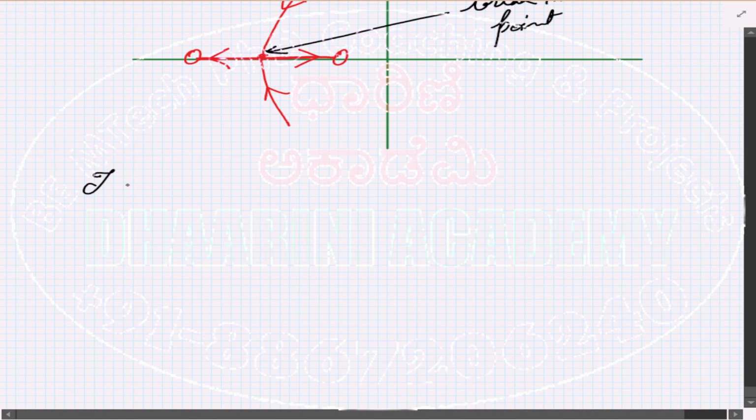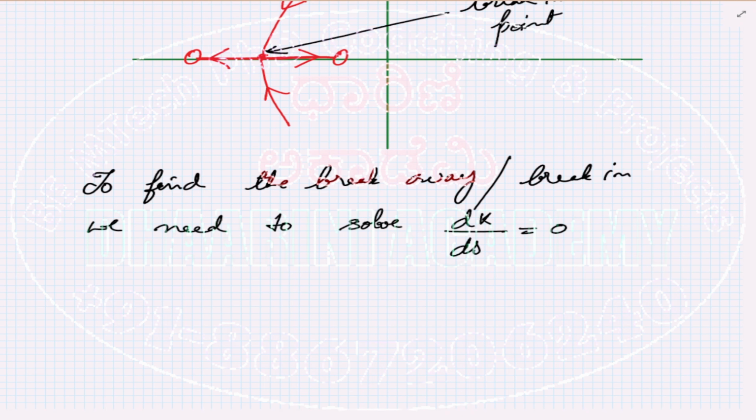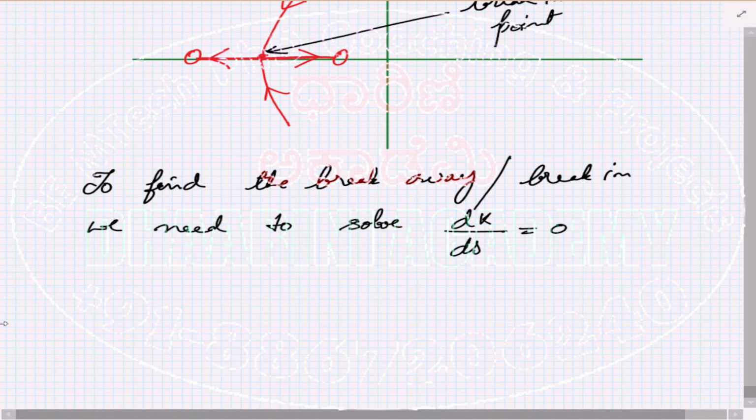So this is to find the breakaway or break-in, we need to solve dk by ds equals 0, right? So from where do we get this dk by ds? It has to be obtained from the characteristic equation.